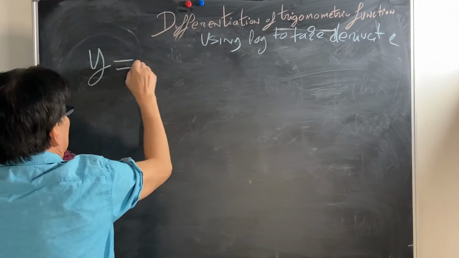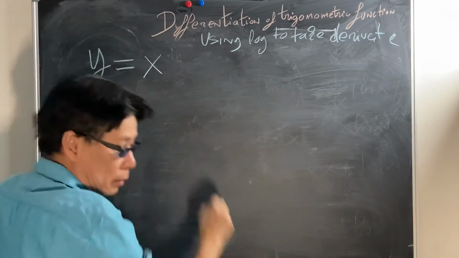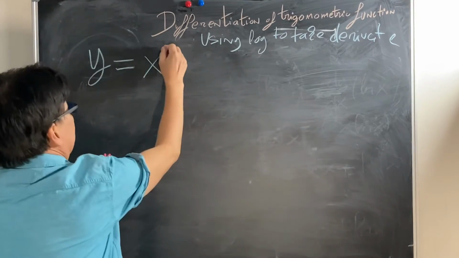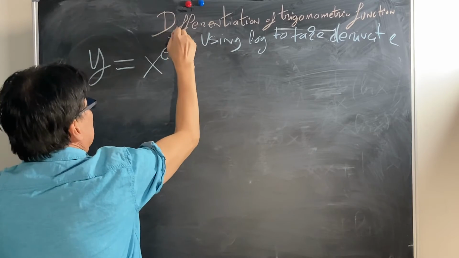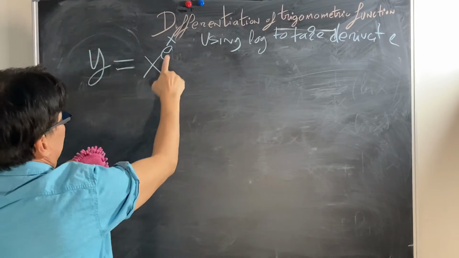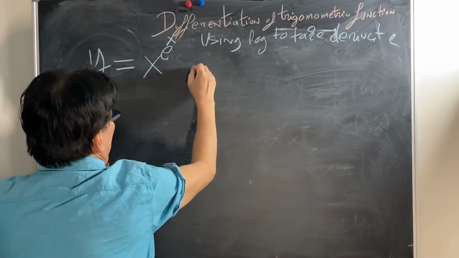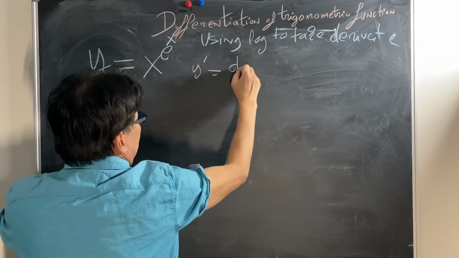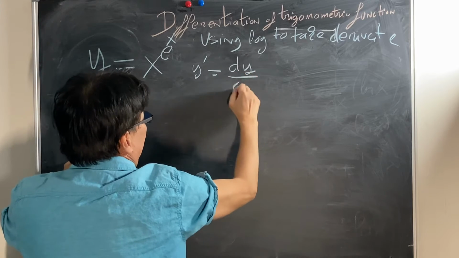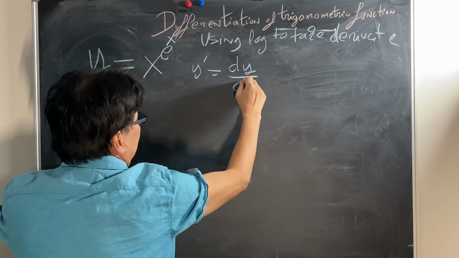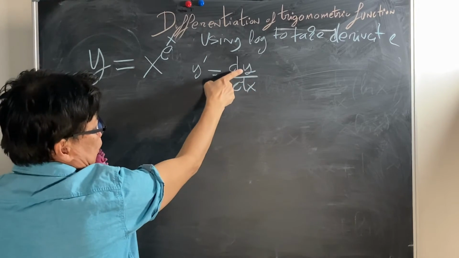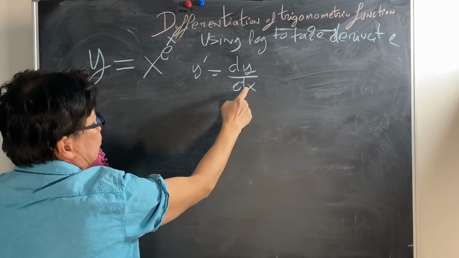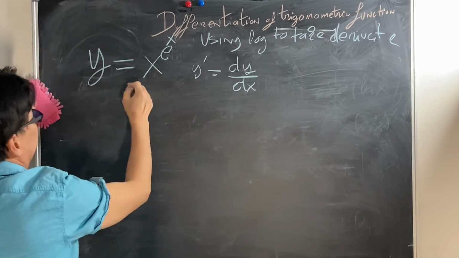Y equals x to the e power of x. Find the derivative y prime. When you say y prime, that means you find dy over dx, the derivative of y with respect to x. X is the variable.